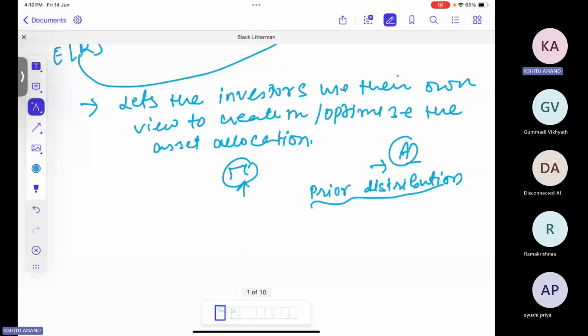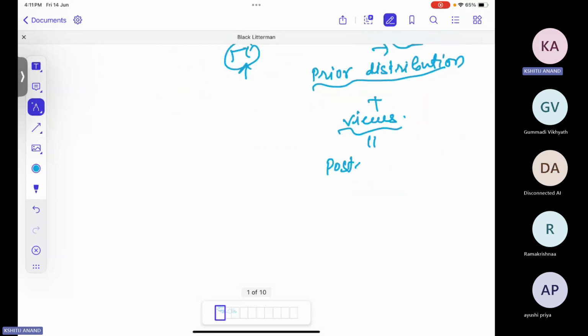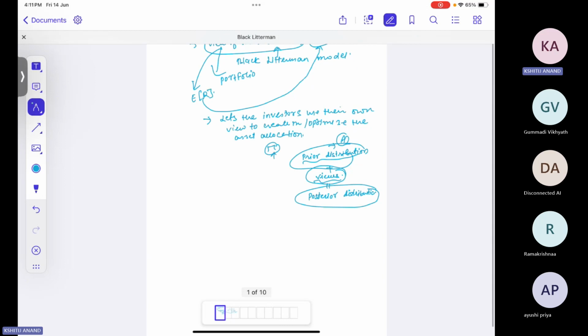Then you incorporate your views into it. Views means what you think about the market, what will happen to the stocks in your portfolio. So you add your views, and then you get a posterior distribution. This is the distribution that you get after this model. So this model takes the prior distribution, adds it to your views, and then gives you the posterior distribution. So this is the use of the Black-Litterman model. Okay, got it, everyone?